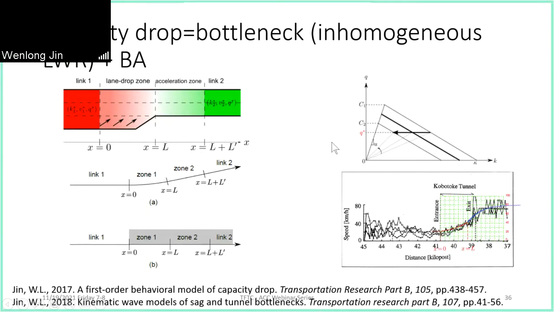But if there's a congestion, then the flow rate will actually be lower than the downstream capacity. The model has been verified with real-world observations in Japan, in the Kobotoke tunnel. When the congestion starts, the researchers sent vehicles driving through the tunnel repeatedly. Here, x equals 0 is the entrance of the tunnel, and x equals L is the narrowest point according to the observation and the theory.